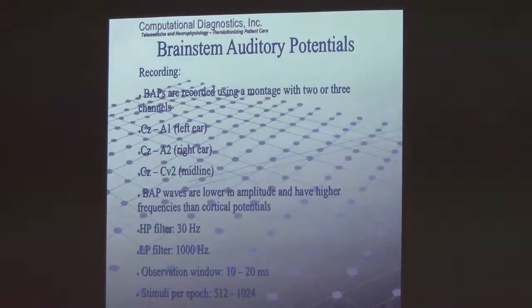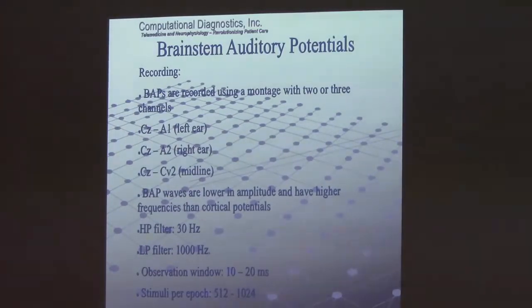For recording, we like to use three montages, three electrode configurations: vertex to the left ear, vertex to the right ear, and vertex to cervical spine level 2, somewhere below the occiput. The brainstem potential waves are considerably smaller than the cortical waves, on the order of 0.1 to 0.5 microvolts, so half a microvolt amplitude.